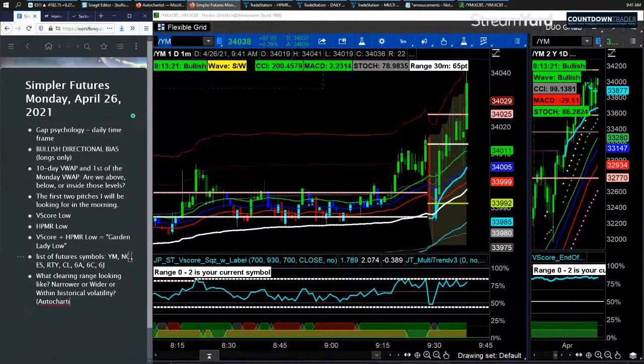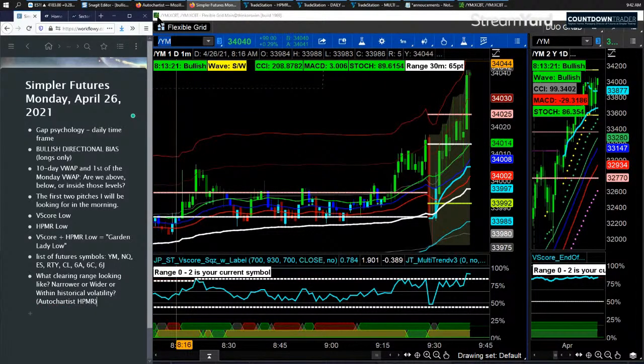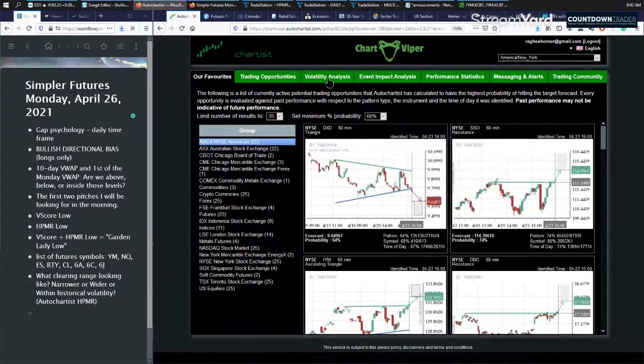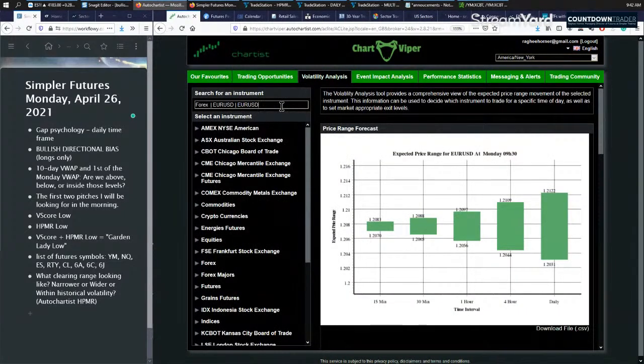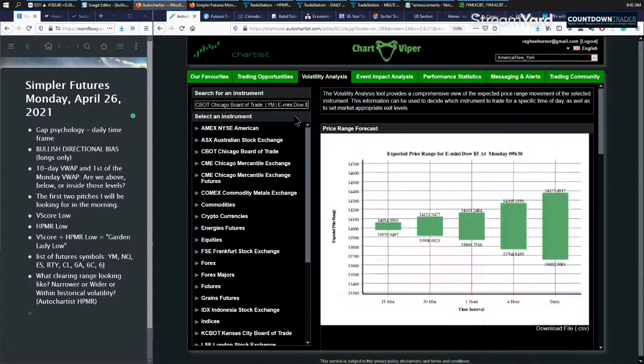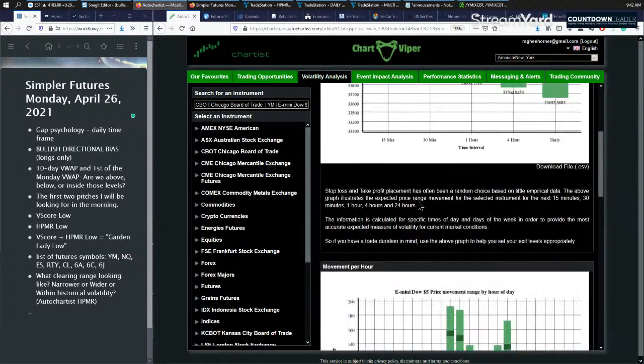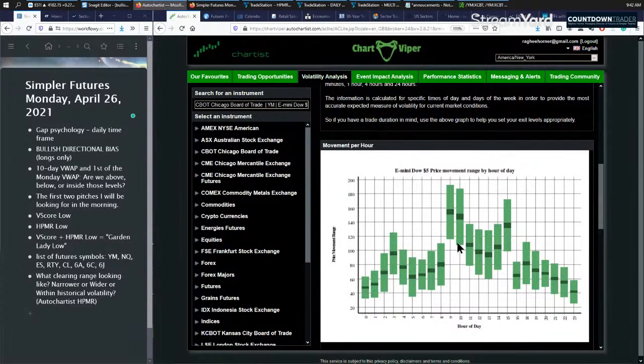All right, how do we do that? Auto chartist. We look at the HPMR, the hourly price movement range on auto chartist. So I'm going to jump on over here, and what's normal, for example, the Dow. We'll just focus on the Dow since that's the first one that gave us anything at all to do this morning. All right, so what's the Dow have to say about all this? The Dow says normal begins right around 120.